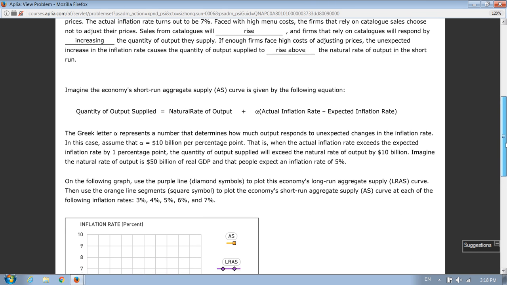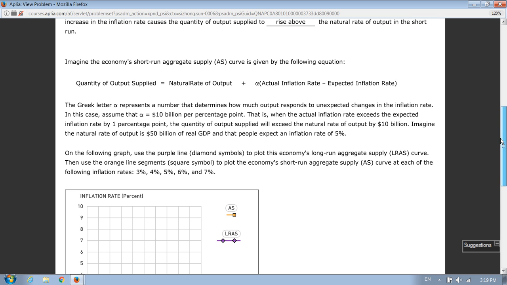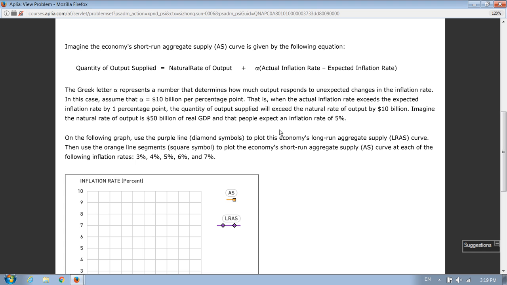Imagine the economy's short-run aggregate supply curve is given by this equation. Quantity of output supplied is equal to the natural level plus alpha times the surprise in the inflation rate: actual inflation rate minus expected inflation rate. We are told that alpha is $10 billion per percentage point, the natural rate of output is $50 billion, and people's expectation is 5%.